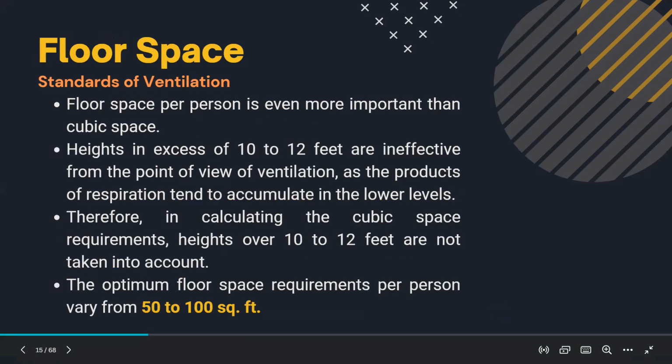Floor space. Floor space per person is even more important than cubic space. Heights in excess of 10 to 12 feet are ineffective from the point of view of ventilation, as the products of respiration tend to accumulate in the lower levels. Therefore, in calculating the cubic space requirements, heights over 10 to 12 feet are not taken into account. The optimal floor space requirements per person vary from 50 to 100 square feet.